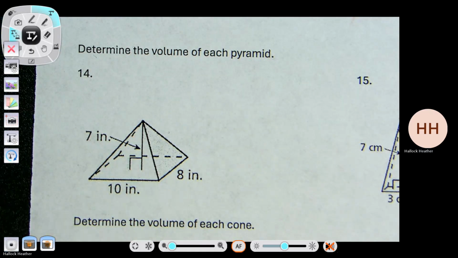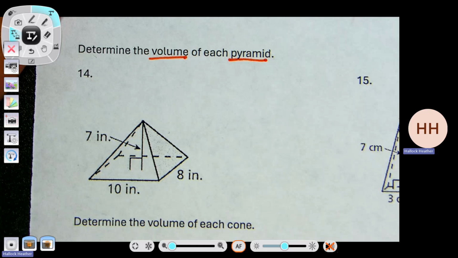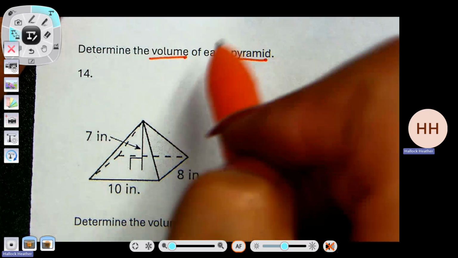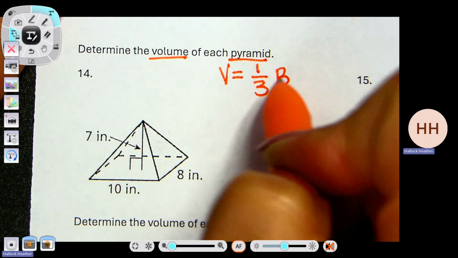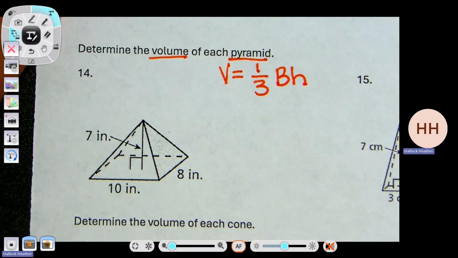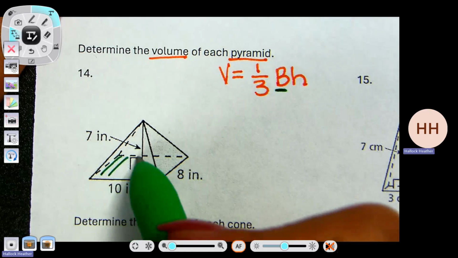14. 14 says determine the volume of the pyramid. So if I look at my formula sheet, volume of a pyramid, what is my formula for pyramid? It is 1/3 big B H. Now we talked about big B. Big B, you need to find off to the side. So what shape is my base? Not a square.